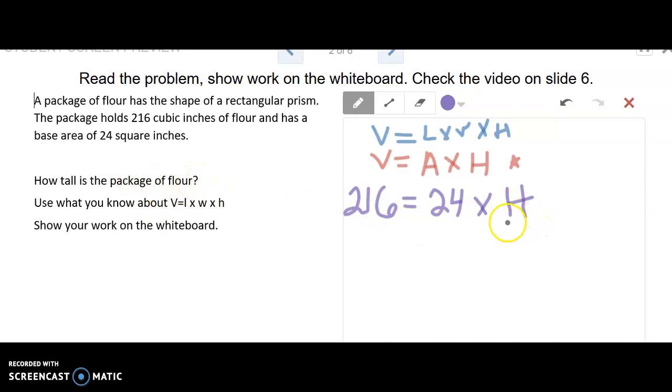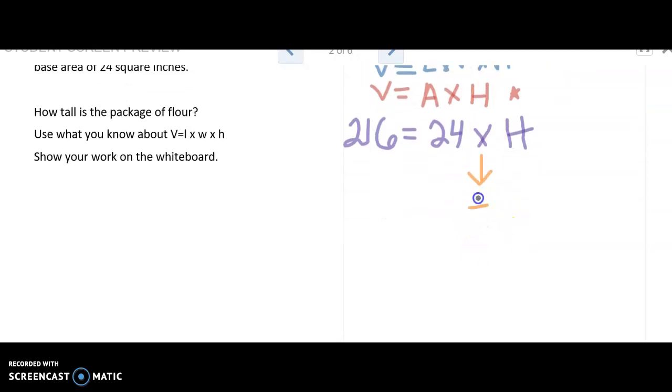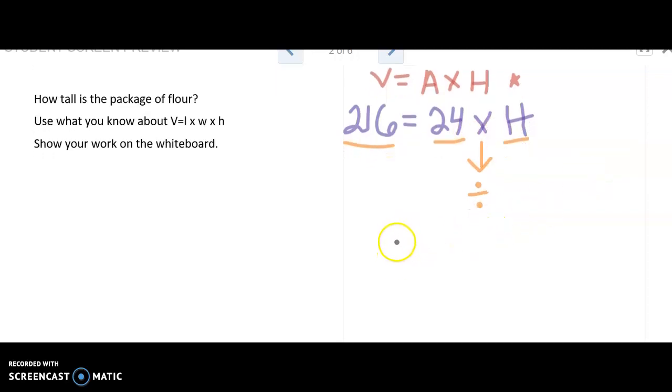Well, in order to find the height, I need to do the opposite operation of multiplication. I need to do some division. I'm going to divide my volume by my area, and whatever the answer is, the quotient, that's going to give me my height. Okay, so let's set that up. 216 divided by 24.